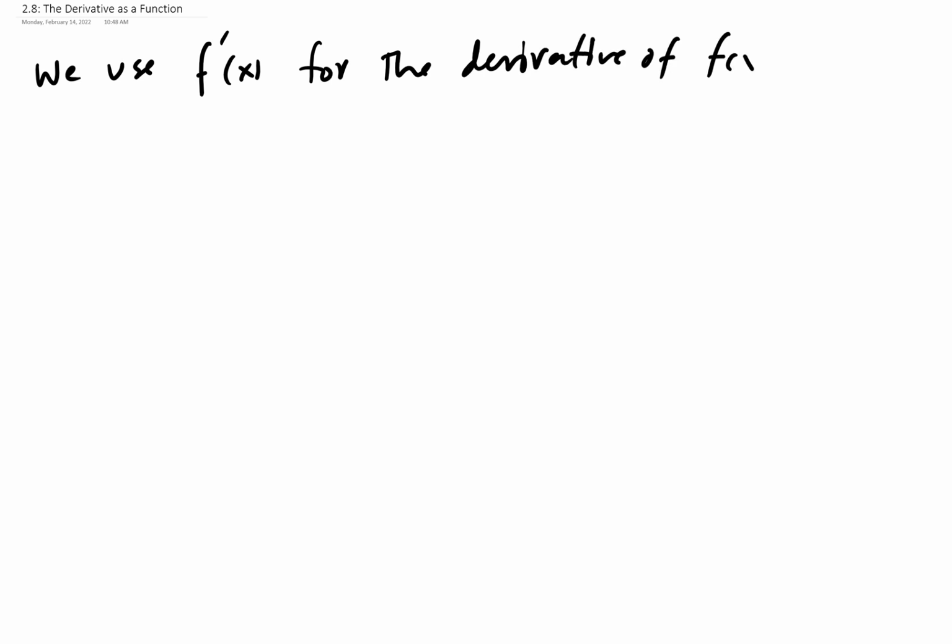Math 3A, section 2.8, the derivative as a function. So if we start with saying we use this symbol f prime of x to represent the derivative of the function. For the derivative of f of x, again this is read as f prime of x.